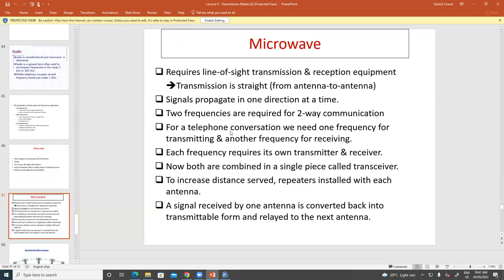Talking about microwave, here in summary, it requires line of sight. Signals propagate in one direction at a time. Two frequencies are required for two-way communication. For a telephone conversation, it says we need one frequency for transmitting and another for receiving. And its own transmitter for each frequency. Both are combined as a single piece called a transceiver.